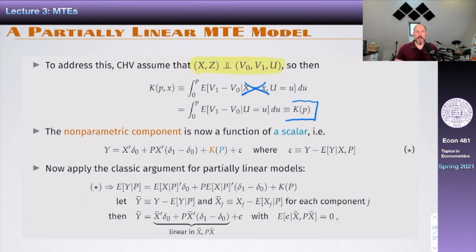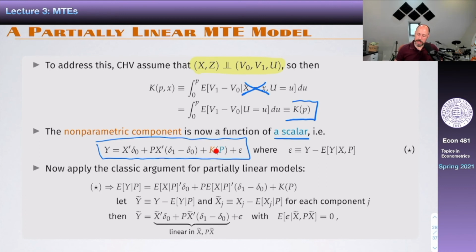And so now the non-parametric component is a function of a scalar random variable, which is p. And then you go and rewrite the model, and it looks like this. So now we can do a partial linear approach. So how does that work? I don't remember if we did it last year in 480, but sometimes they're in all exams.